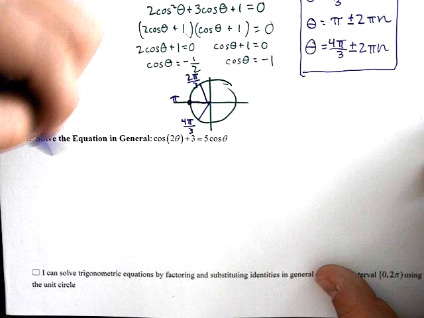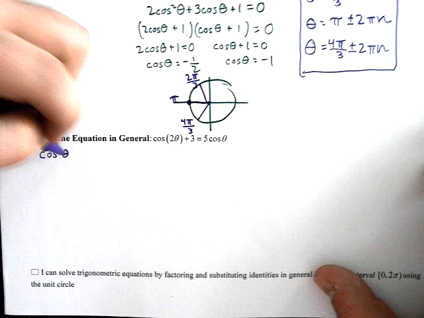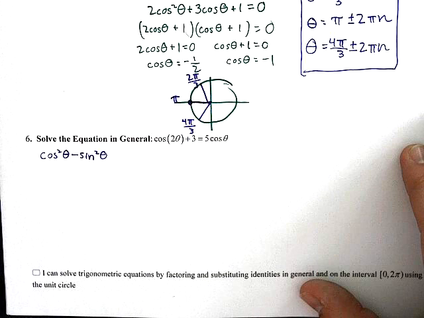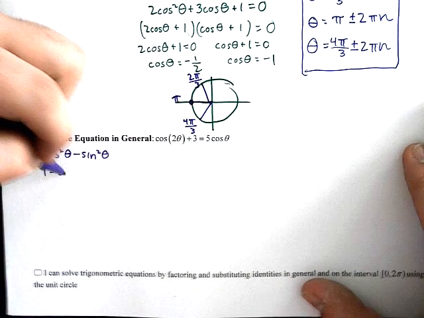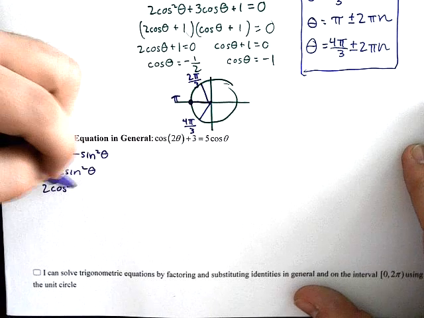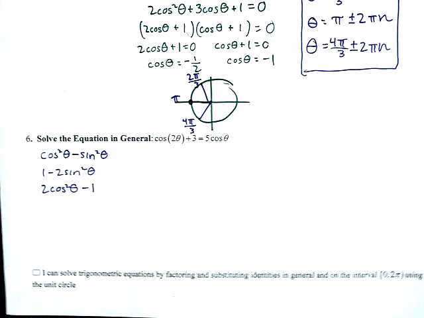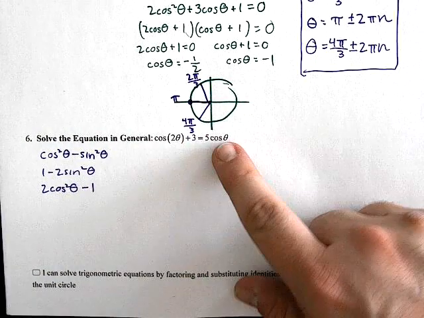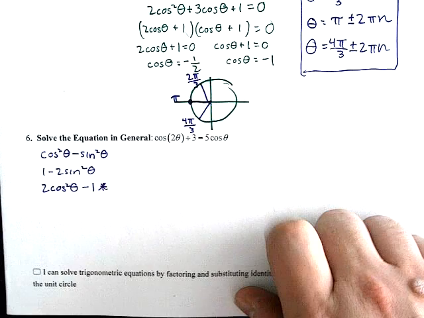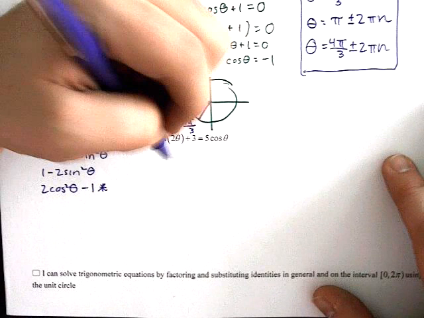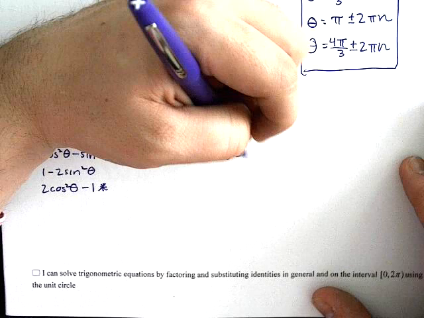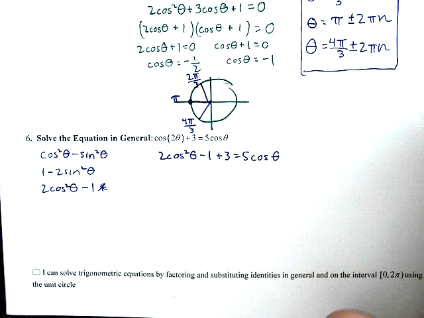If you remember, cosine 2 theta is either cosine squared minus sine squared, or it could be 1 minus 2 sine squared, or it could be 2 cosine squared minus 1. Now, which one do you think is going to help us? If we already have 5 cosine theta over here, hopefully you said this one, because when I replace it, 2 cosine squared theta minus 1 plus 3 equals 5 cosine theta. Well, this just turns into a factoring problem now.